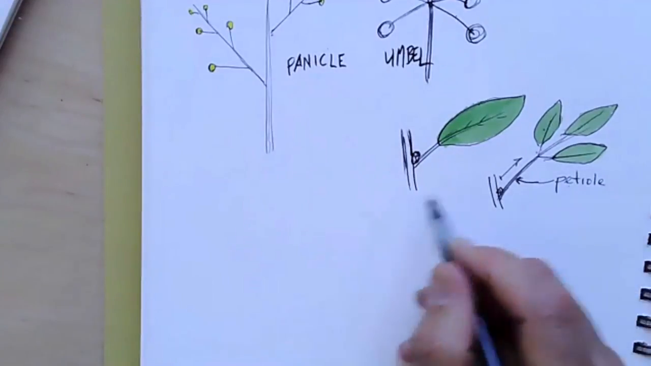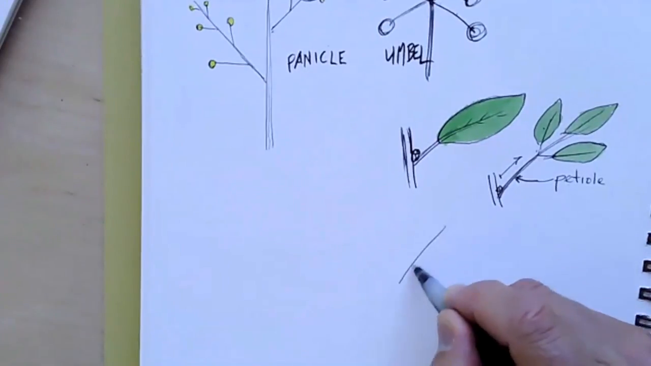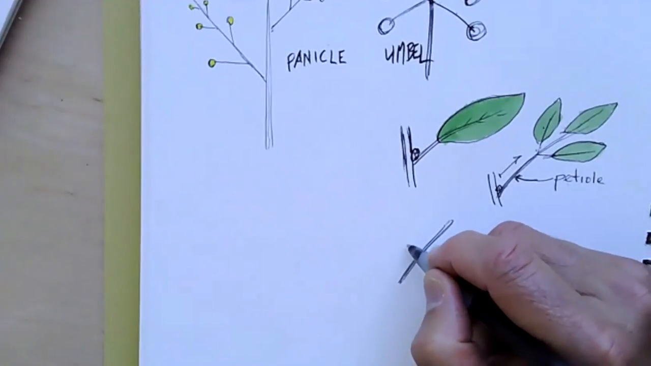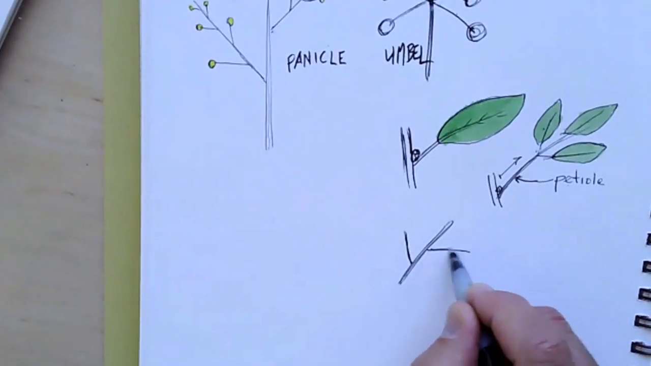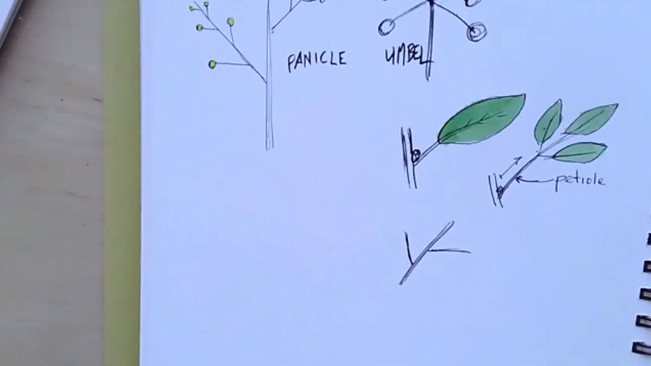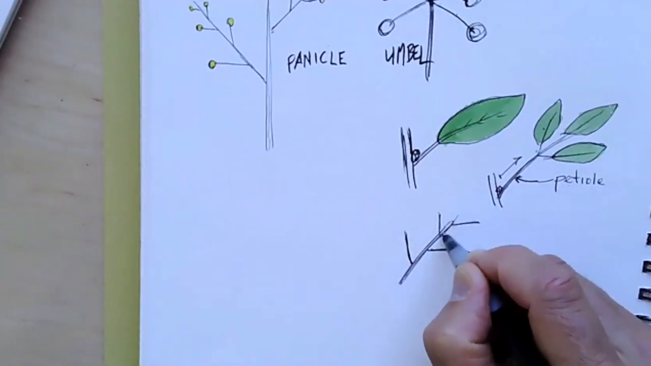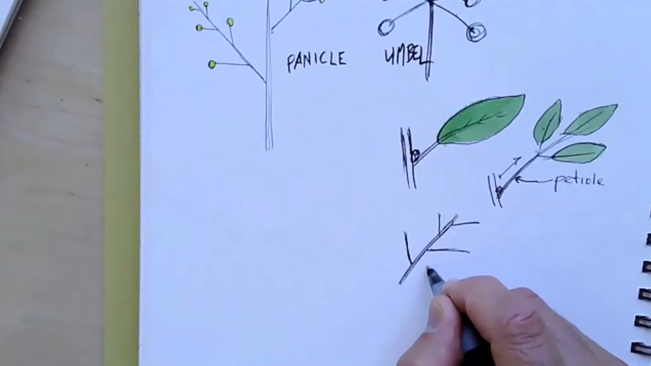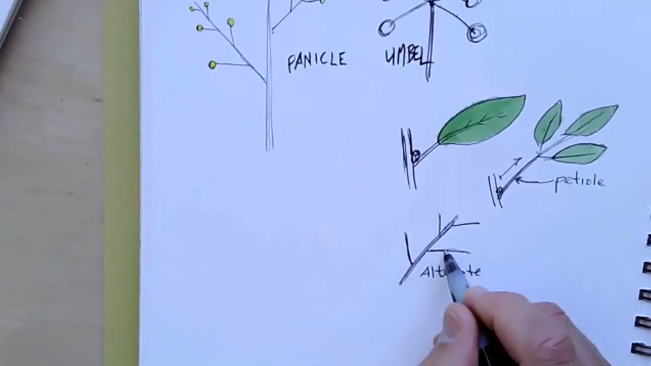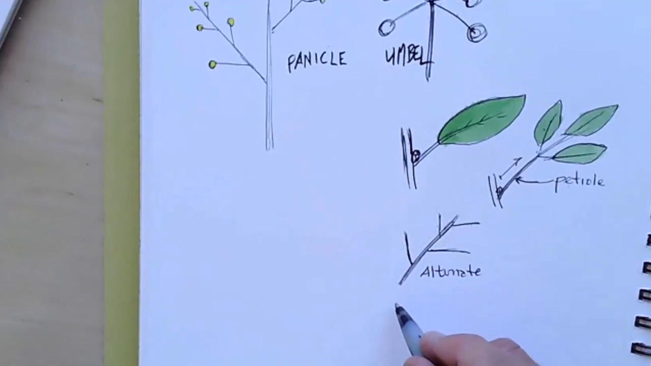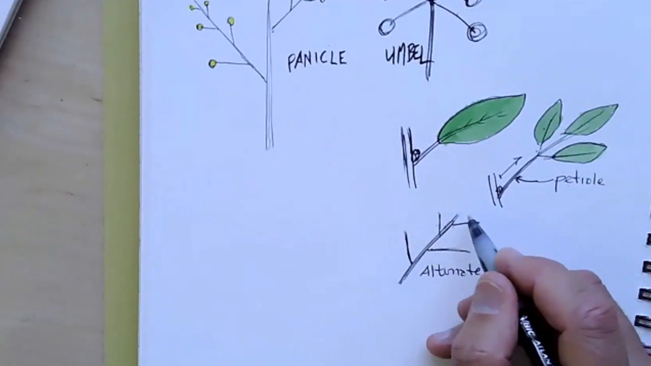So let's now put these leaves onto our plant. And a couple of ways that you can do this. So here is my plant. I can have a leaf coming out here and another leaf coming out here. All right. And my next leaf coming out here and my next leaf coming out here. This arrangement of leaves is called alternate, because they alternate one side, another side, another side, another side.